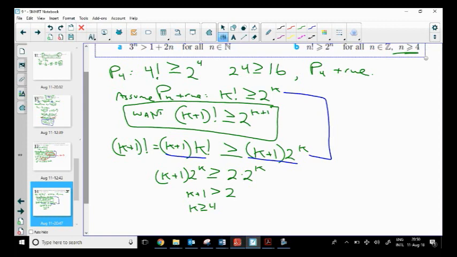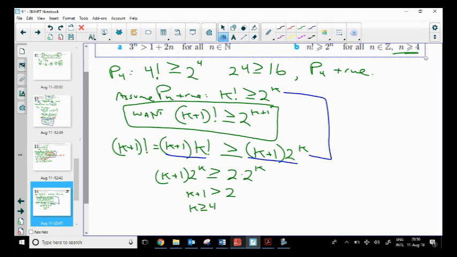The inequality ones are fun for me because they're actually some of the easiest ones if you just think to do this one little thing. But if you don't think of it, they're actually really hard. Anyway, since p sub 4 is true and p sub k plus 1 is true whenever p sub k is true, p sub n has to be true for all integers greater than or equal to 4.